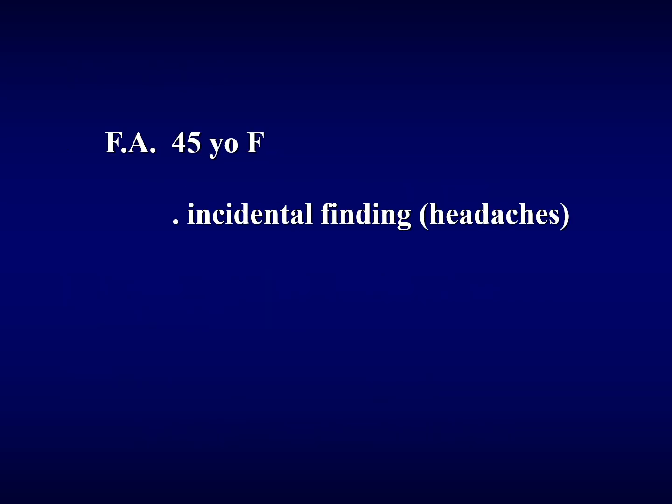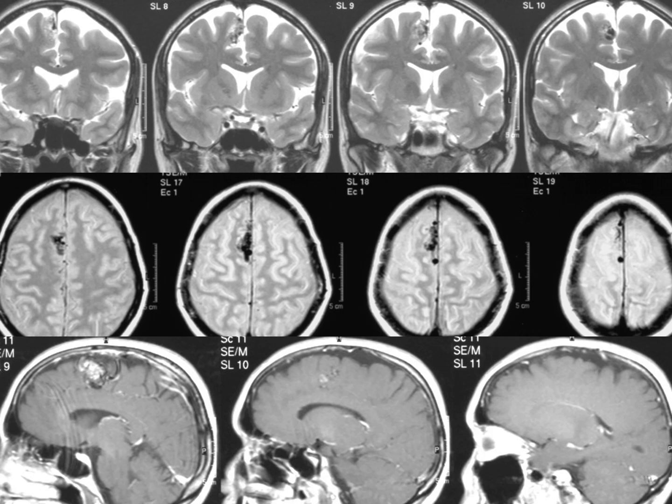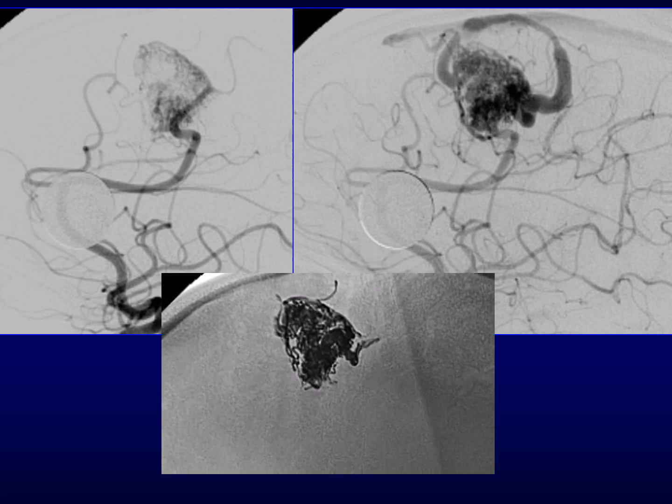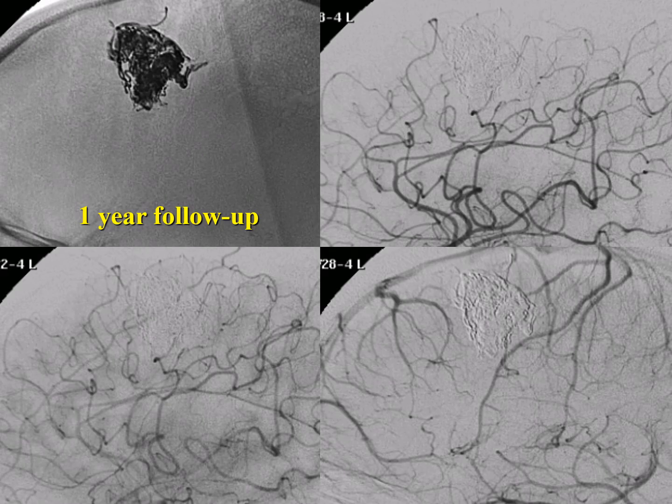Why should you use the detachable tip? I show you this case of a 45-year-old woman. She had this finding of an AVM in the precentral frontal lobe on the mesial surface. You can see the AVM here. This is one case done many years ago, and you can see the nice cast of Onyx inside the nidus, and the 1-year follow-up was a very nice cure of the AVM.